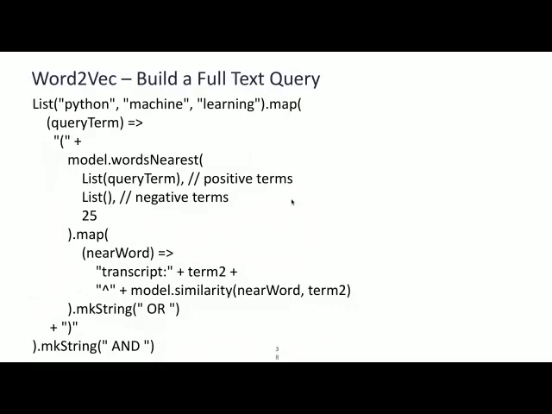This is a piece of Scala code that would pull these from this model. It doesn't matter if you don't understand this, I'll show some more examples of what this looks like. But what we're going to do is take these, use the distance of each of these terms from the source term and use that weight to boost things that are a lot closer. Things that are further from Python machine learning will not boost by as much.